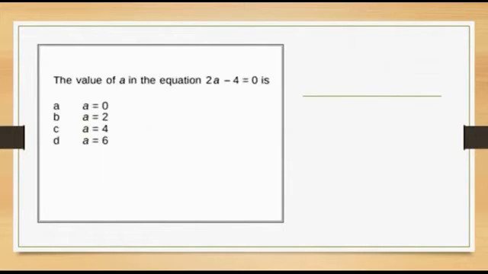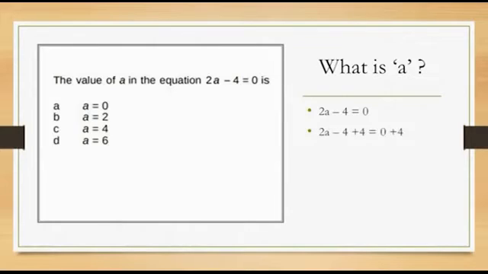All right, next question. The value of a in the equation 2a subtract 4 equals 0. What is the value of a? All right, so this one has a little bit more to it. It has 2 terms on the left-hand side and 1 term on the right-hand side. So what do we do?